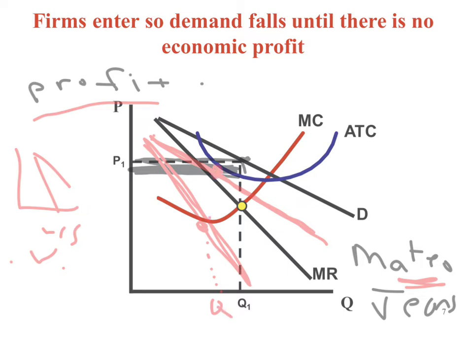And the new price, a little bit hard to see here, but the new price should be tangent with the ATC curve. In other words, Mateo's demand will continue dropping up until the point where there's no more incentive for firms to come in. If Mateo's firm is not making any profits, likely there's going to be no incentive for people like Mrs. Wallace to come into the market.